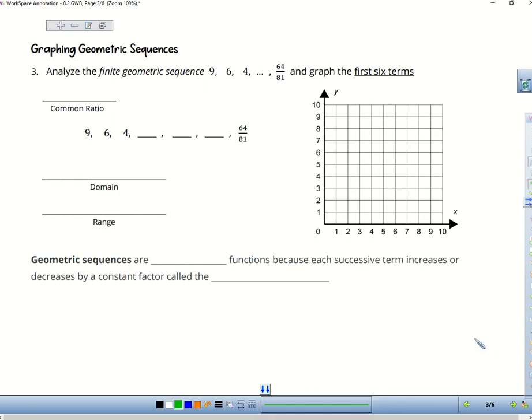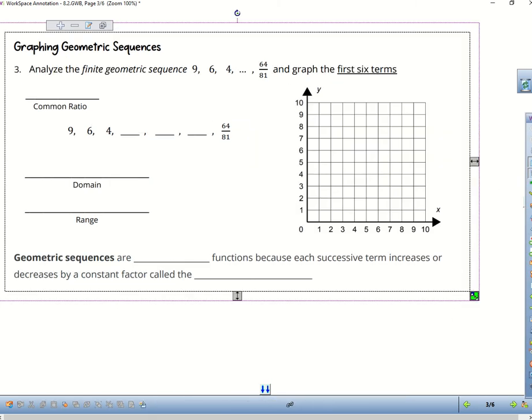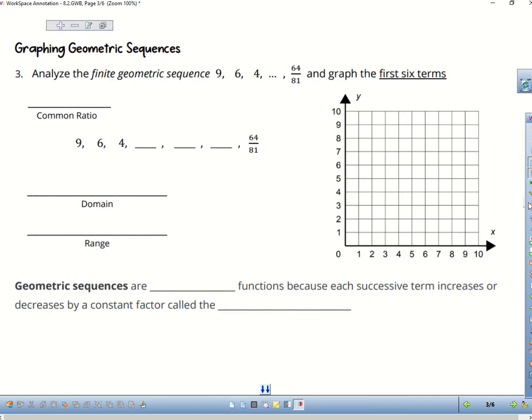So, okay. Analyze the finite geometric sequence and graph the first 6 terms. In this question, we're going to determine what the common ratio is. In this problem, they tell you it's a geometric sequence, so I can automatically assume that there is some pattern. So how you find out what that pattern is, you take the second term and divide it by the first term. Now, as you can see, 9 does not go into 6, but can I reduce this fraction? Yeah. What would this reduce to? 2 over 3. So the common ratio here is 2/3.